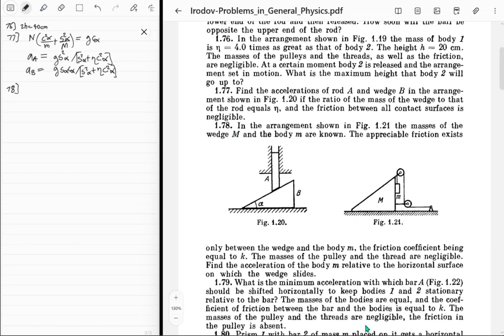In the arrangement shown in figure 1.21, the masses of the wedge capital M and the body small m are known. Appreciable friction exists only between the wedge and the body small m, the friction coefficient being equal to k. The masses of the pulley and the thread are negligible. Find the acceleration of the body small m relative to the horizontal surface on which the wedge slides.